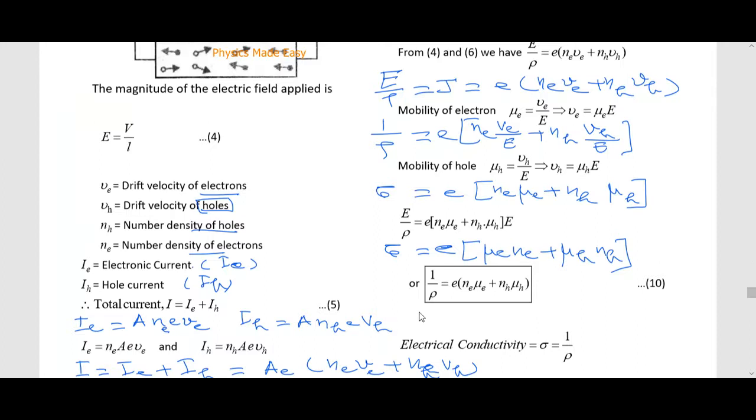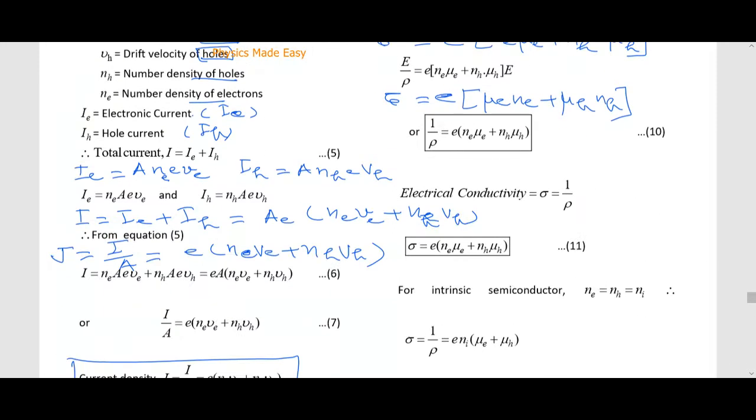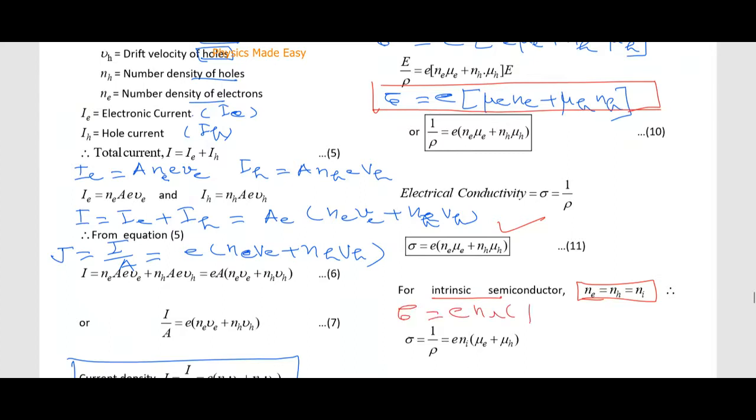Now we will modify it for different types of conductors. So this is the formula for sigma, which I have proved. Now to avoid confusion, I will change the color. In an intrinsic semiconductor all of them are equal, Ne is equal to Nh. Now I will write sigma is equal to e Ni times the sum of mobility of electron and hole. This is charge e.